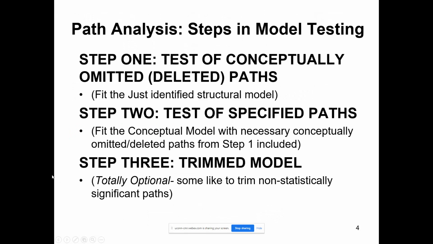Or, and this is totally optional, and I think it depends on the field and the journal and the model. It depends on a lot of things. But step three could be to trim the model, to get rid of any non-statistically significant paths, which in this case are going to be non-statistically significant conceptual paths, right? So some people like to do that.